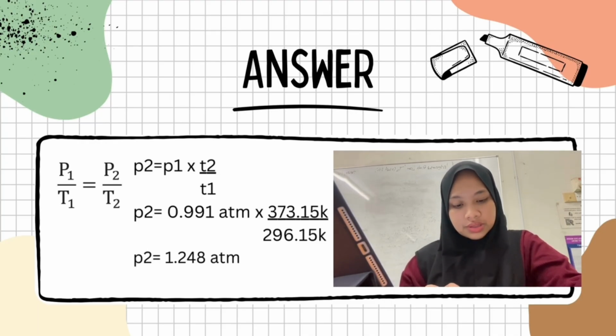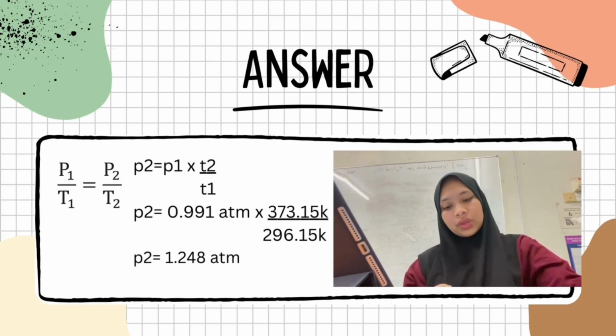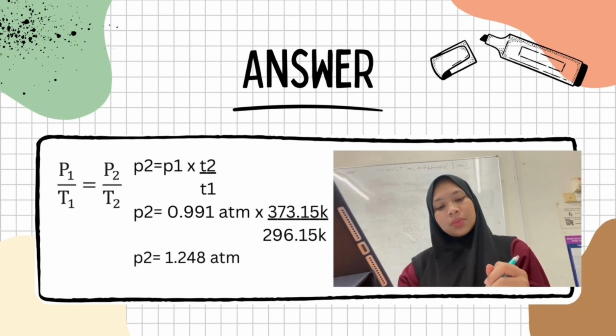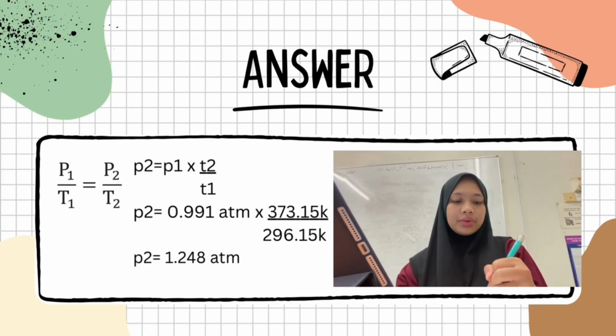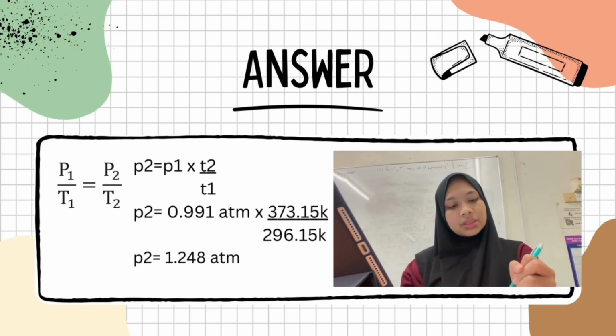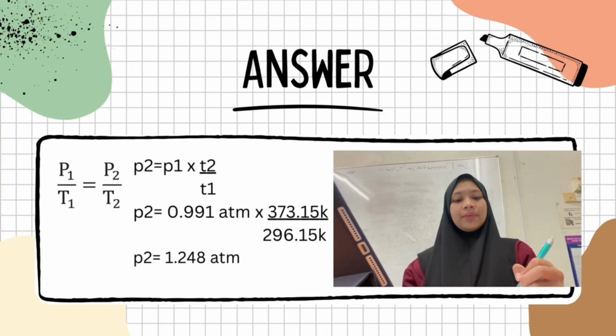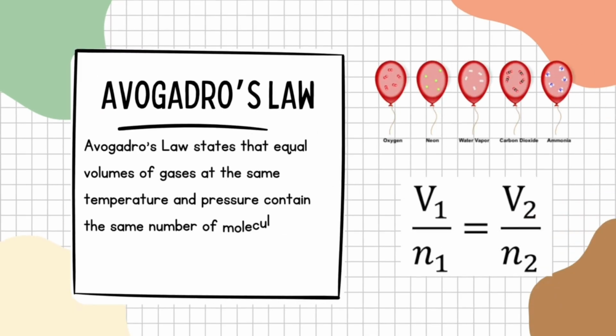So we can use Gay-Lussac's law, which is P1 over T1 equal to P2 over T2. So we got here P2 equal to P1 times T2 over T1. So we can write here P2 equal to 0.991 atm times 373.15 K divided by 296.15 K. So the answer we got is P2 equal to 1.248 atm.